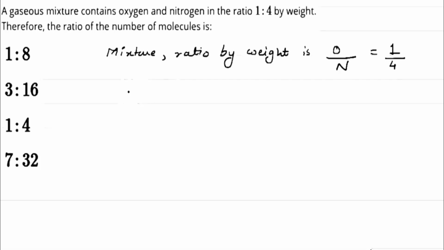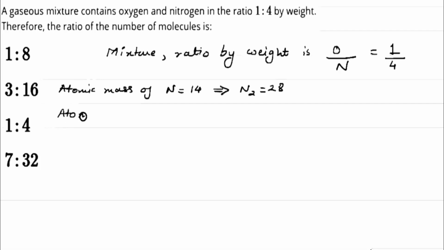Now, what is the atomic mass of nitrogen? The atomic mass of nitrogen is 14. Hence N2 will be 28 because in gaseous state it is diatomic, right? So the N2 molecule would have 28 units mass. Similarly, the atomic mass of oxygen is 16, which implies that again oxygen is also diatomic in gaseous state. So its mass would be 32.